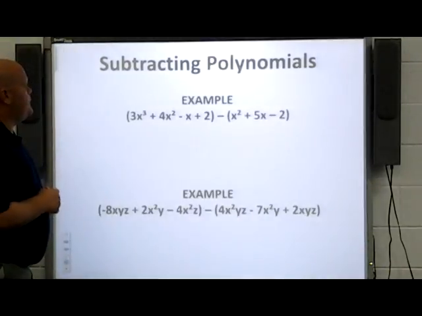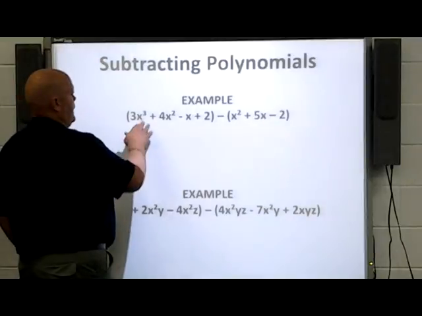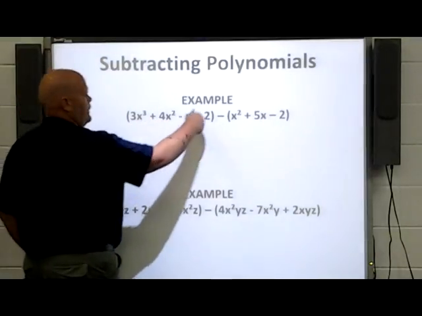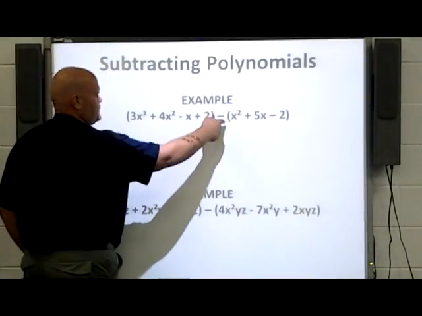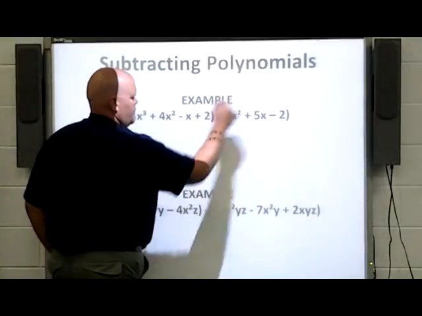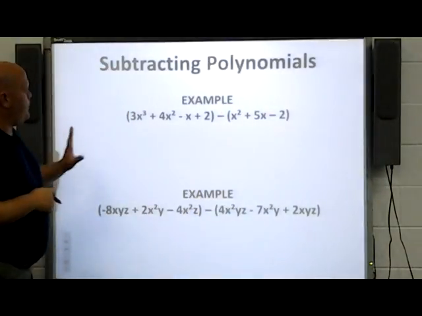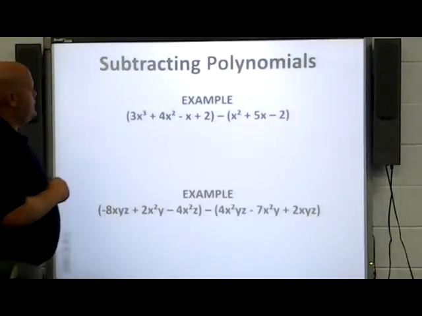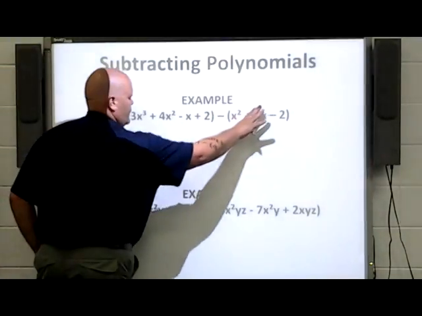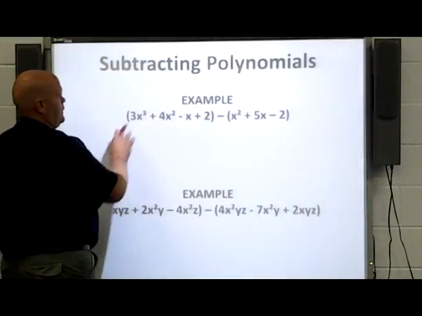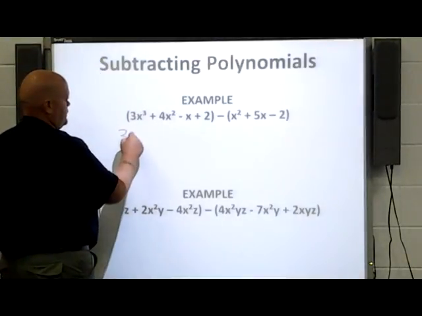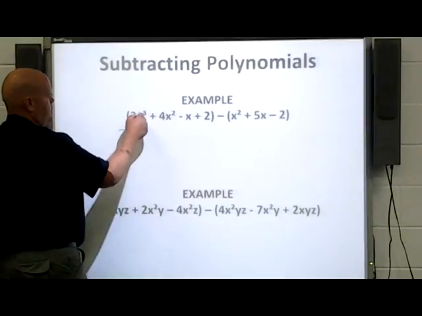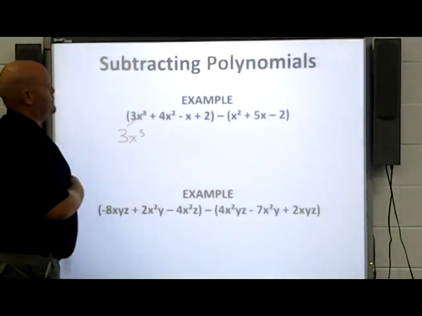Moving on to the next one. Okay, now, I've got 3x cubed plus 4x squared minus x plus 2, minus the quantity of x squared plus 5x minus 2. Alright, so we have a bunch of information up here. We're looking for what? Like terms. Alright, I have nothing in this expression that's cubed. So I know 3x to the third is going to be my first one. Mark it out if you want to.